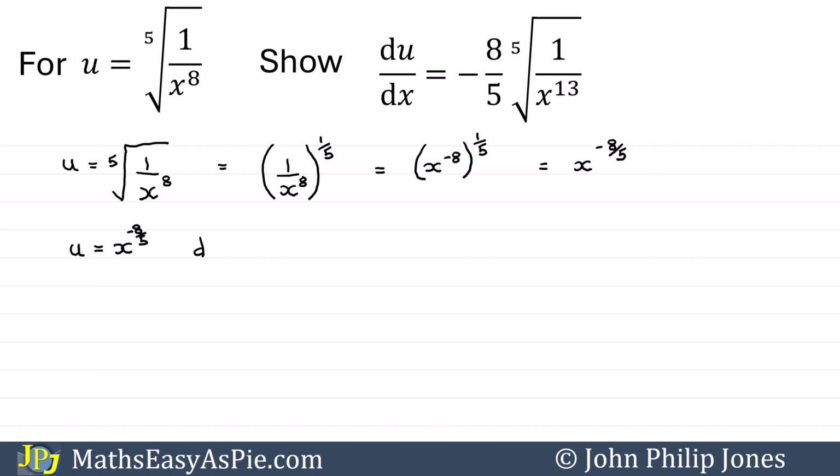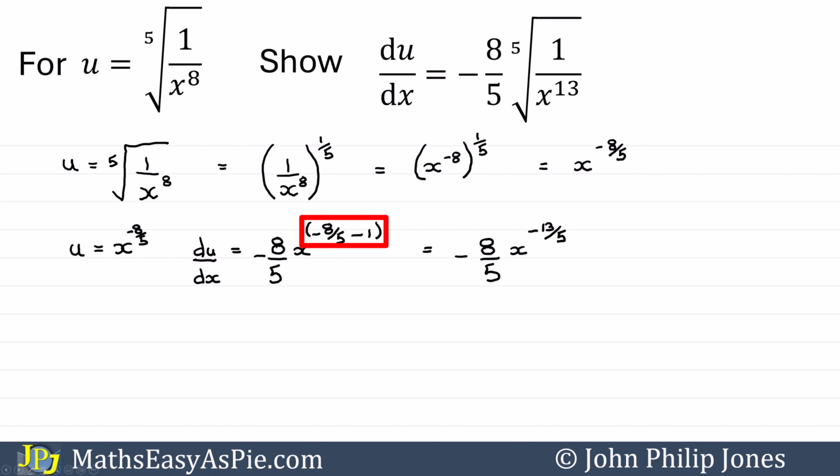And I can go on to say du dx. Well, you bring the power down, which is the minus 8 over the 5. That will multiply the x with the power of minus 8 over 5, having 1 subtracted from it. This will go on to be minus 8 over 5 x, and we can see we then have minus 13 over 5. In other words, this calculation here gave this result.